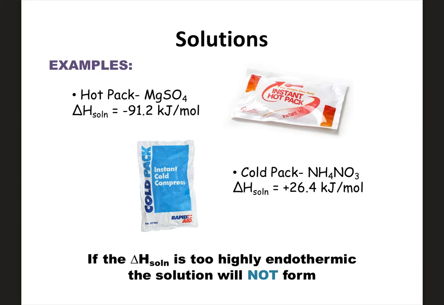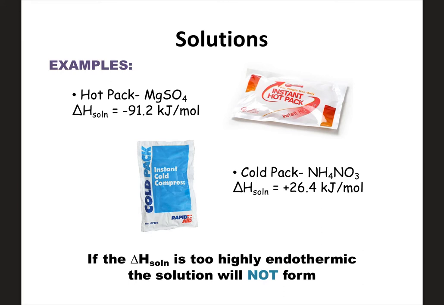For example, here a hot pack with magnesium sulfate has a delta H of solution being negative 91.2 kilojoules per mole. And this makes sense. That means when the magnesium sulfate dissolves in water, energy is given off and it's negative, so you would feel that it gets hot. Ammonium nitrate, though, in a cold pack, when it dissolves in water, the delta H of solution is positive 26.4 kilojoules per mole. That means when the ammonium nitrate dissolves in water, energy is actually entering the system, so it feels cold here. All right.